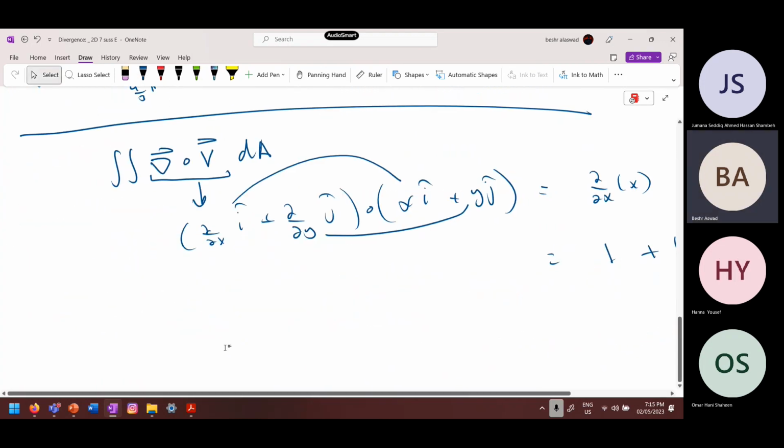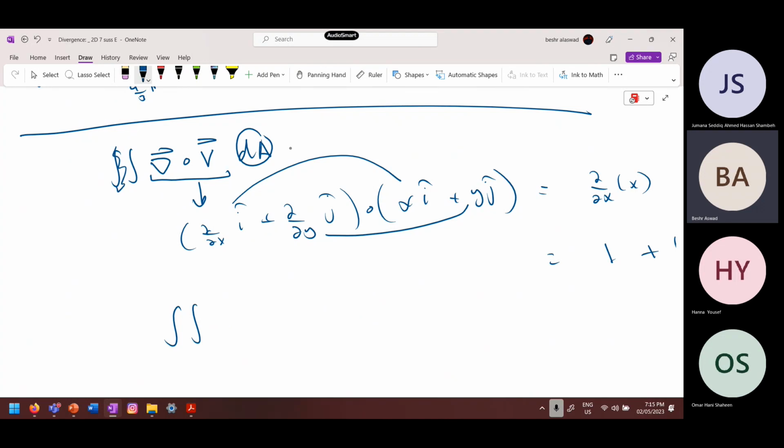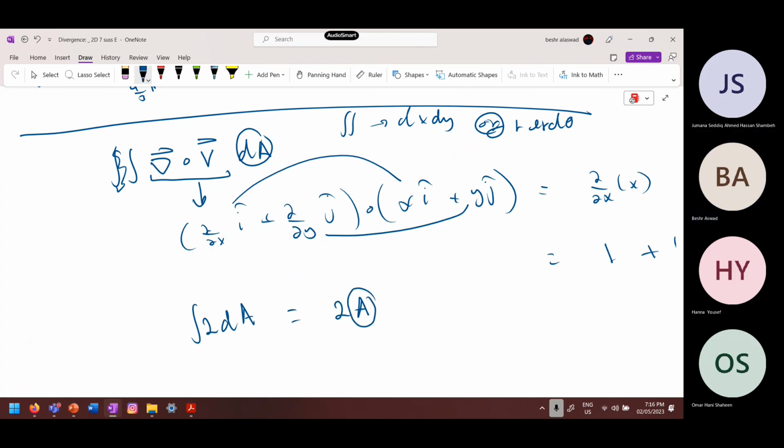Okay, now substitute back. Actually, since we have a dA here, this can be a single integration. To have a double integration, you must have dx dy, or r dr d theta. Okay, it doesn't matter, as long as you're solving correctly. dA, and the value of the divergence is just 2. That's equal to 2A. What's the A, which is the area of a circle?